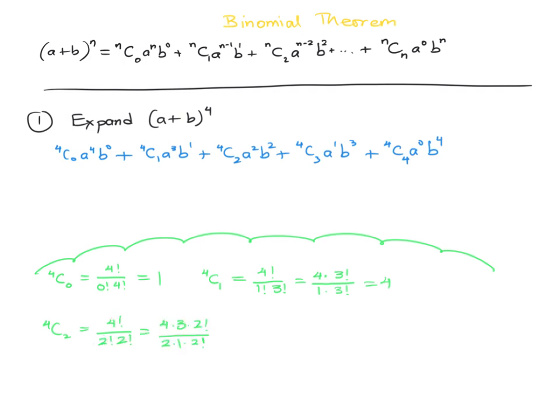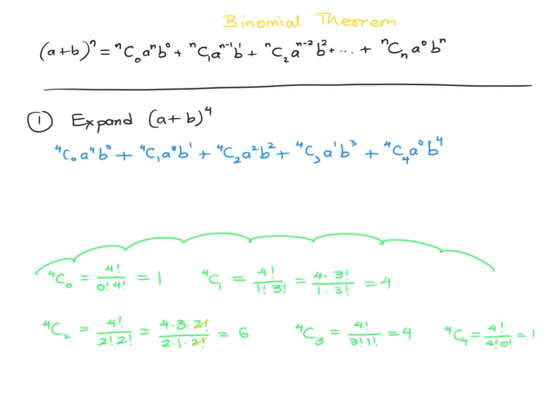And so again, I can split the 4 factorial into 4 times 3 times a 2 factorial, and then the denominator 2 factorial. This one I'll just say 2 times 1, and then I'll leave this other 2 factorial alone. So we end up with 4 times 3 divided by 2 times 1, which simplifies to 6. Now 4 choose 3 is exactly like 4 choose 1 because it's 4 factorial divided by 3 factorial, 1 factorial, so that's going to equal 4.